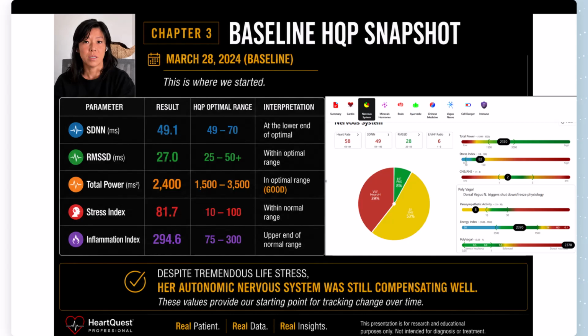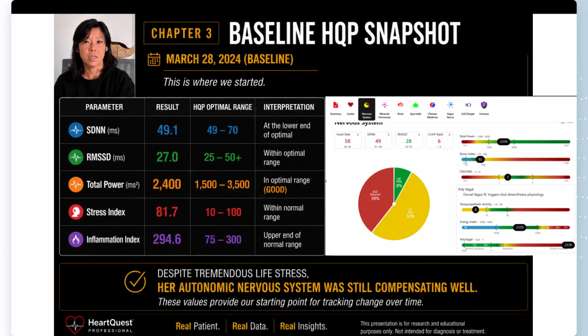And so she's still able to adapt and be able to offset stress because she's got a decent SDNN, right? And her RMSSD, her ability to repair and recover, 27.0, and the range is 25 to 50 plus, but she's within optimal range. Her total power is really high, and that's really good. So she has plenty of energy reserves to be able to adapt and change.